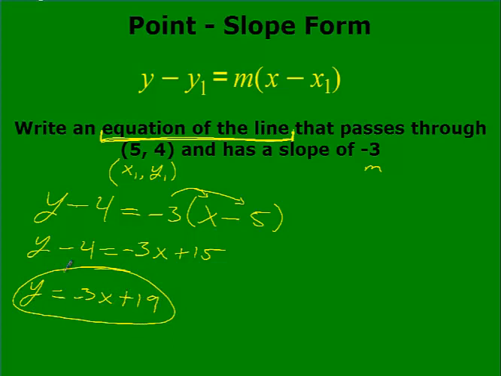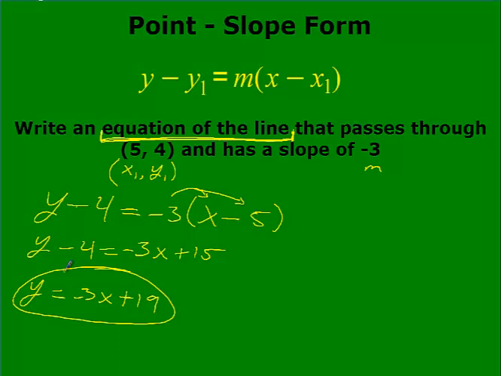Now, is this format easy for you to graph? Go up to 19, go down 3 over 1, connect your dots, you're done. Right? And because we designed it, we can guarantee it'll pass through the point (5, 4), and it does most definitely have a slope of negative 3. So when they ask you to write the equation, you're going to want to get y by itself.